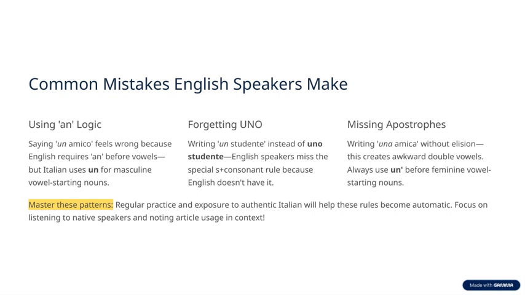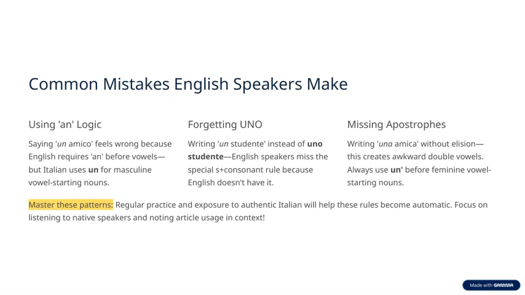Many English speakers write un studente instead of uno studente. This is because in English, we don't have a special rule for words starting with s plus a consonant, but Italian does. When a masculine noun starts with s plus a consonant, we use uno instead of un to keep things sounding natural. Then there's the issue of missing apostrophes. Sometimes, learners write una amica without the apostrophe, which results in awkward double vowels. The correct form is un'amica, with an apostrophe, because it helps the sentence flow smoothly and sounds more natural. Always remember to use un' before feminine nouns that start with a vowel.